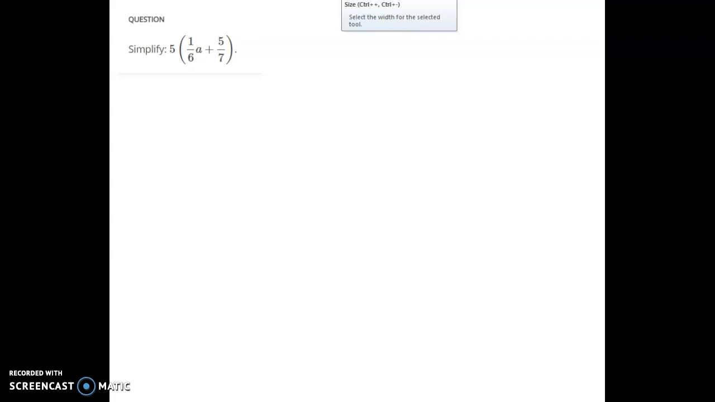Simplifying this here with the distributive property, I need to multiply the value on the outside by both of the values on the inside. That's what it means to distribute. We're spreading out that 5, that multiplied by 5, to both terms on the inside.